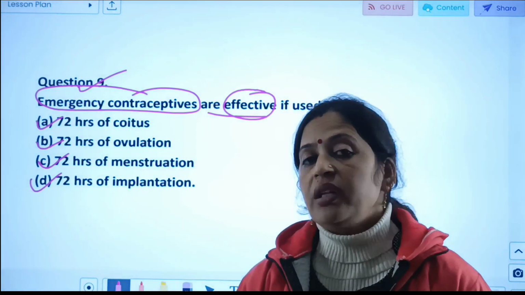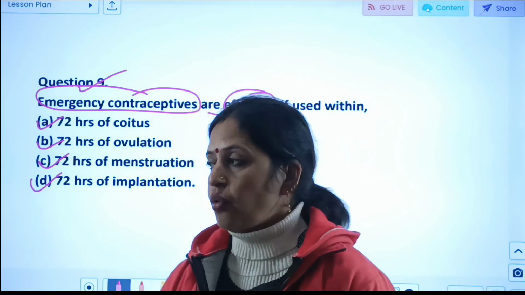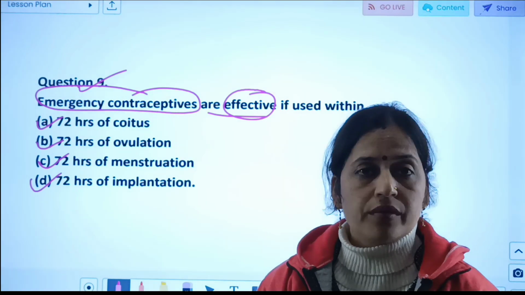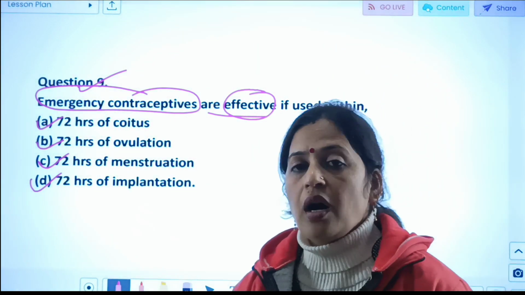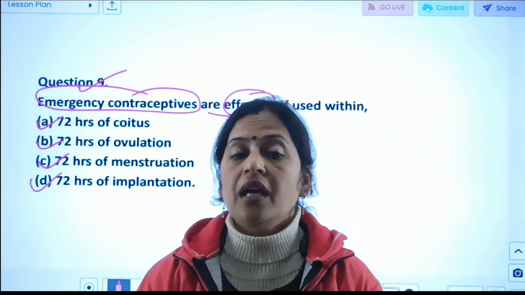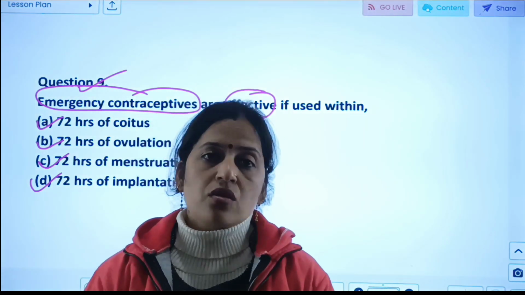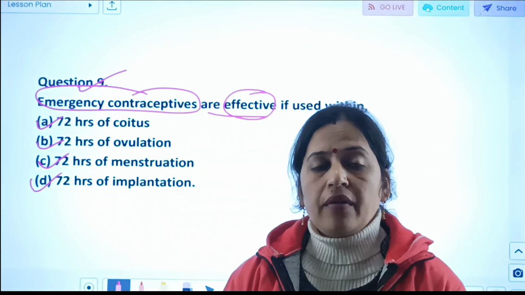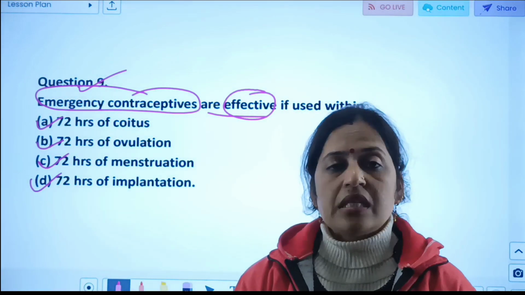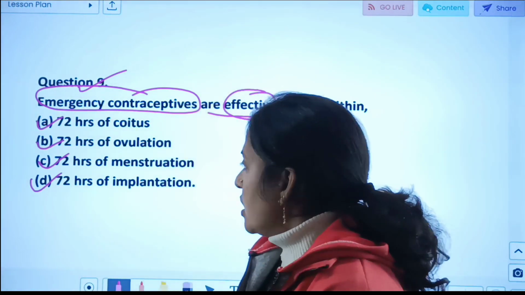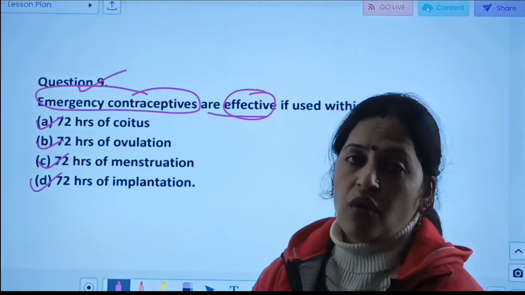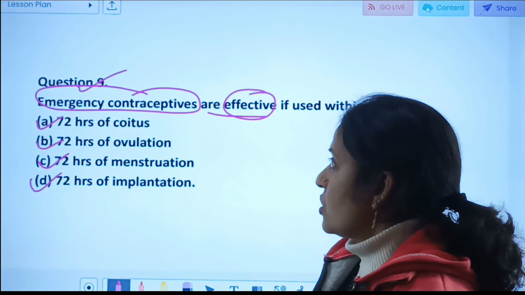Effective तो होते हैं, but when they are used within either 72 hours of the coitus, या फिर 72 hours of ovulation, या फिर 72 hours of menstruation, or 72 hours of implantation. So which is the most effective method to be used for the emergency contraceptives? It is question number 9.